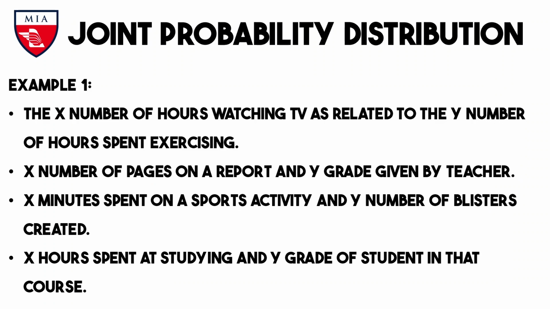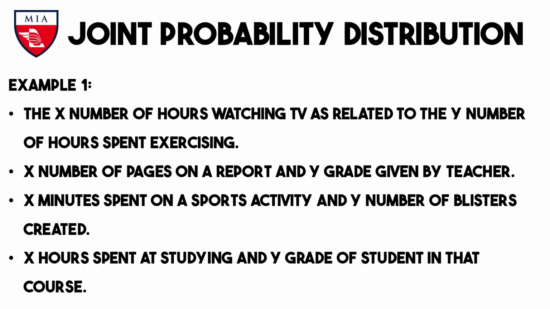Examples of joint probability distributions: we have the number x of hours watching TV as related to the number y of hours spent exercising. If we look closely at these examples, we are dealing with two or more variables happening at the same time. Next, x number of pages on a report and y grade given by the teacher. Next, x minutes spent on a sports activity and y number of blisters created.